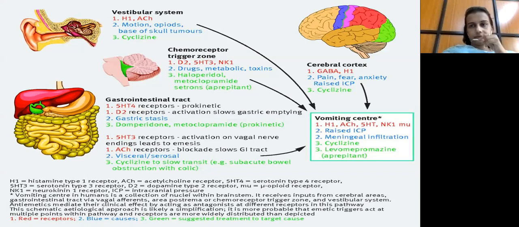Finally, all these will come to the vomiting center, and the vomiting center has also got its own receptors. So we've got H1 there, again acetylcholine, 5-HT, NK1 and mu receptors. What are the causes which act directly on the vomiting center? We've got raised intracranial pressure, just like the cerebral cortex one, and meningeal infiltration. And what are the drugs which can be used? Cyclizine and levomepromazine, as well as aprepitant, because aprepitant works on the NK1 receptors. Next slide, please.